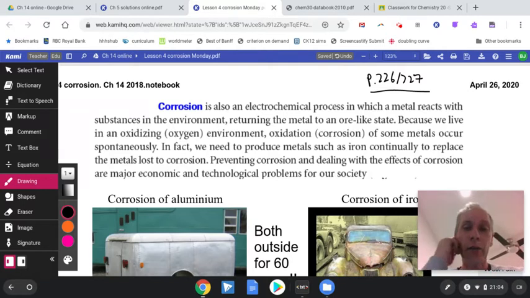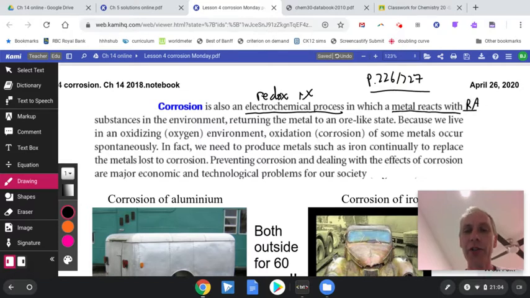All right, define corrosion. It's an electrochemical process or a redox reaction, and it involves a metal. And the metal is always the reducing agent, and it will react with substances in the environment, which would be our oxidizing agents, and it will return metal to an ore-like state.